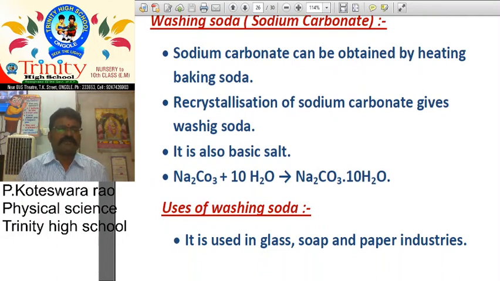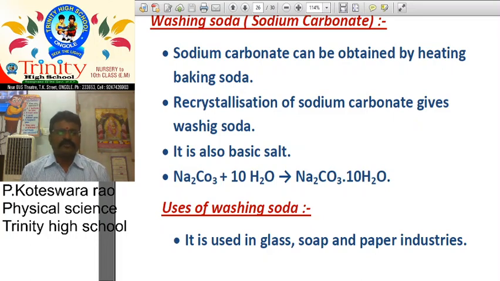So what do you know about sodium carbonate? We already discussed that sodium carbonate is obtained by heating baking soda. What about the equation? 2NaHCO3 on heating will produce Na2CO3 plus H2O plus CO2. So sodium carbonate is prepared on heating of baking soda.